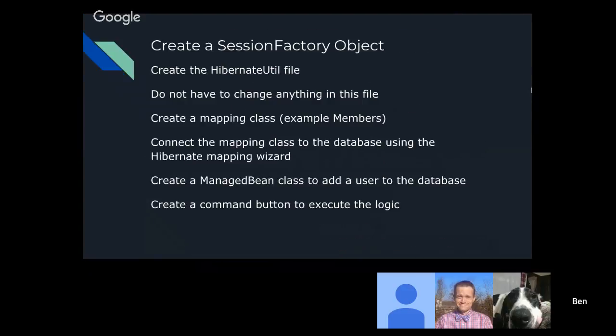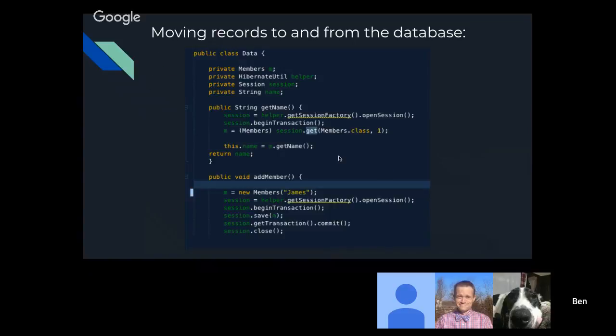And then you create a session factory object, and you create the Hibernate utility file. You don't change anything in that file. And then you create a mapping class, and the example is going to use the members class. You connect the mapping class to the database using the Hibernate mapping wizard. You create a managed bean class to add the user to the database. The managed bean class is part of the Java Server Faces. And then you create a command button to execute the logic, is just what I did. This is just a class that I'll show you in a second.